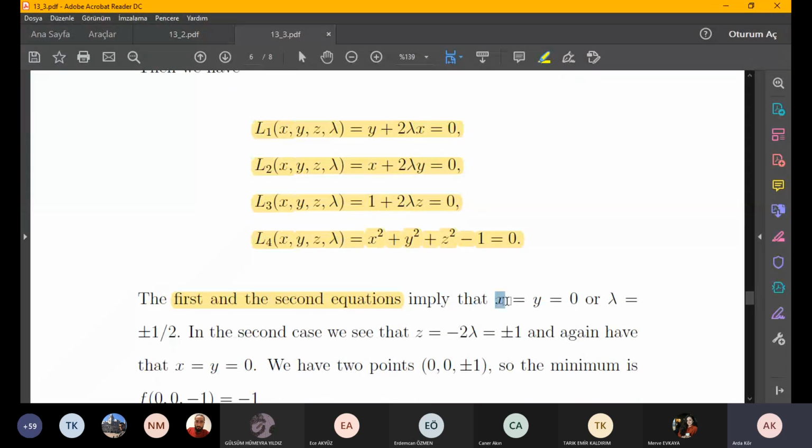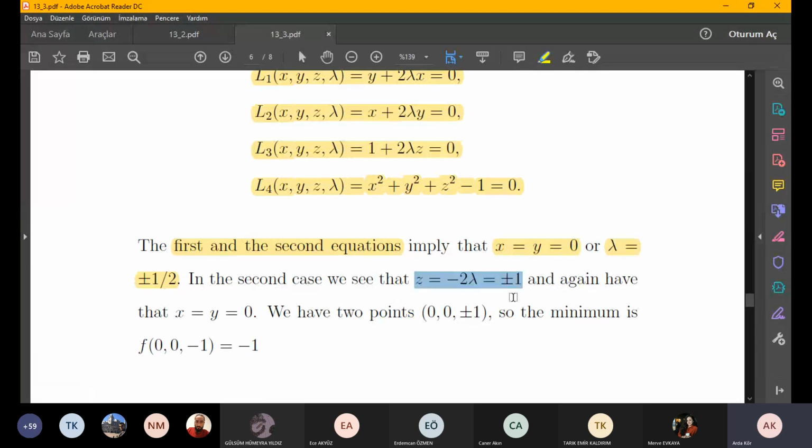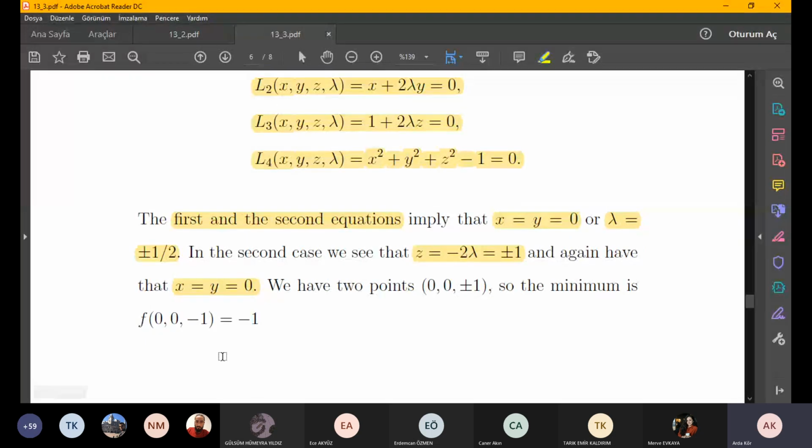And if we take the second case, where lambda equals plus or minus 1 over 2, we have z as plus or minus 1. And again, for these values of z, x equals 0 and y equals 0. So after solving all these equations together, we will have 2 points which are (0, 0, 1) and (0, 0, minus 1).